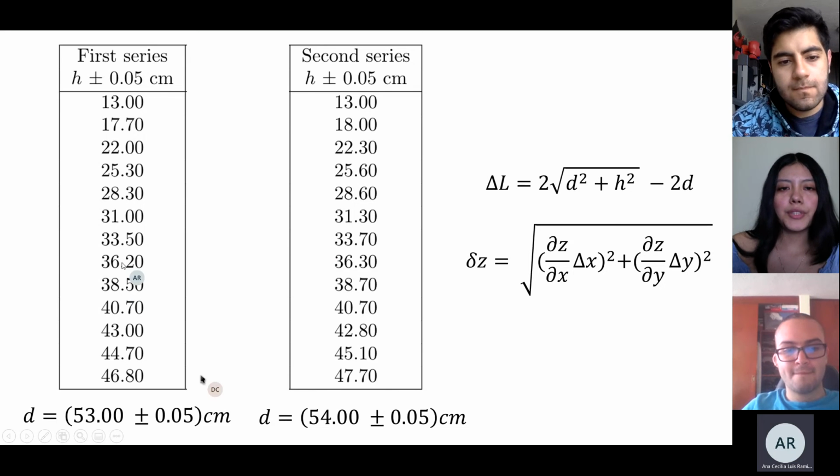Here we present two tables which contain the distance h, which is the distance that the reflector was placed in such a way that it indicated a minimum of interference. And these two tables correspond to each distance d. And this formula here is the one that we use to calculate the optical path difference. And this formula here is the one that we use to propagate the error.